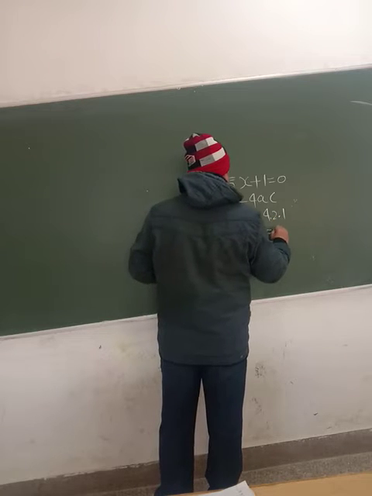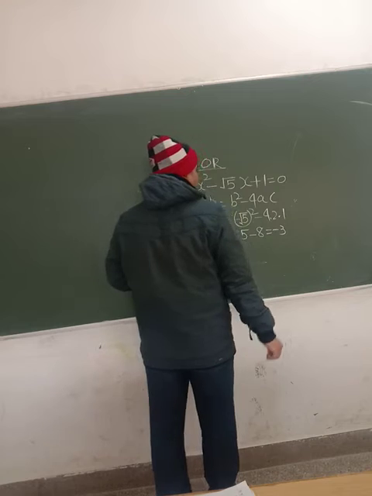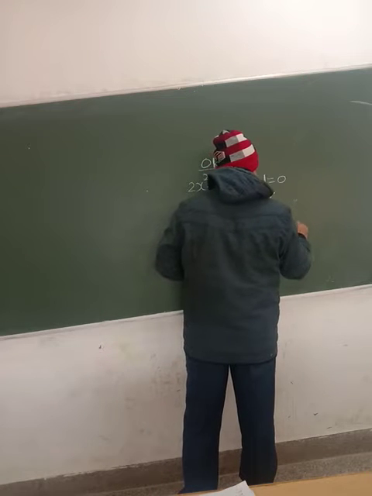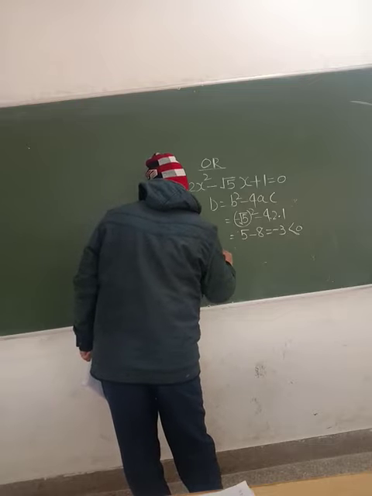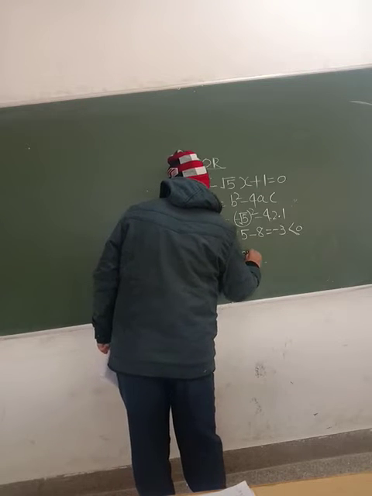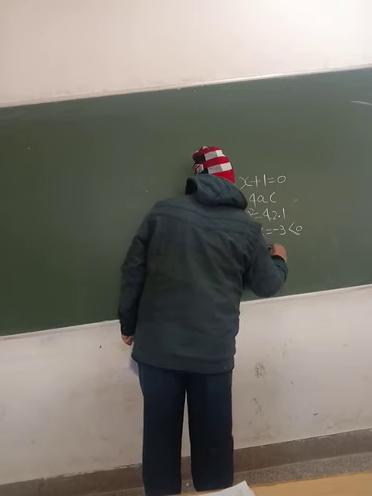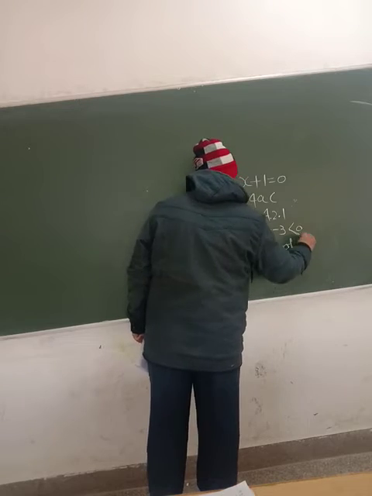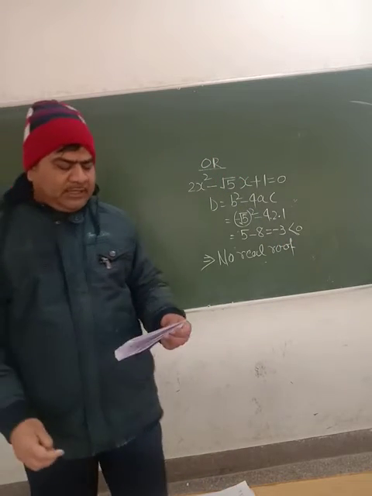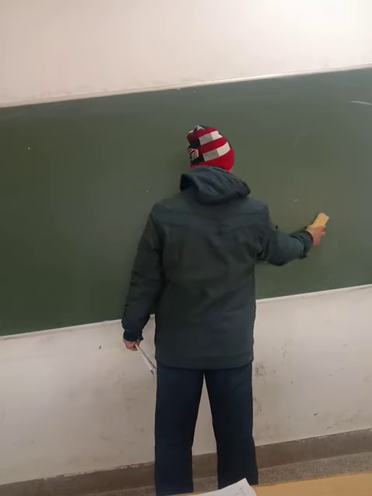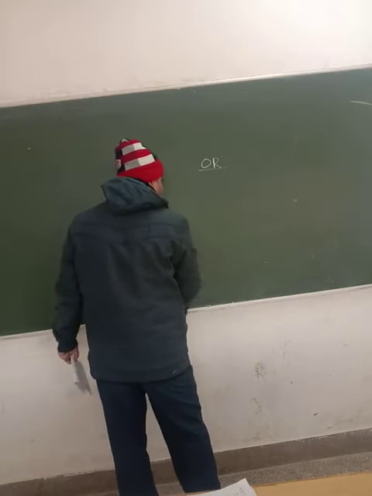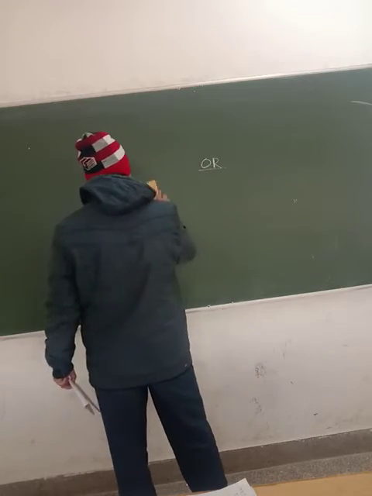So in this way you have value of D equal to minus 3, which is less than 0, which implies no real root. Roots exist but they are not real. So this is question number 1, option part of question number 1. Now moving on to the next one, question number 2.